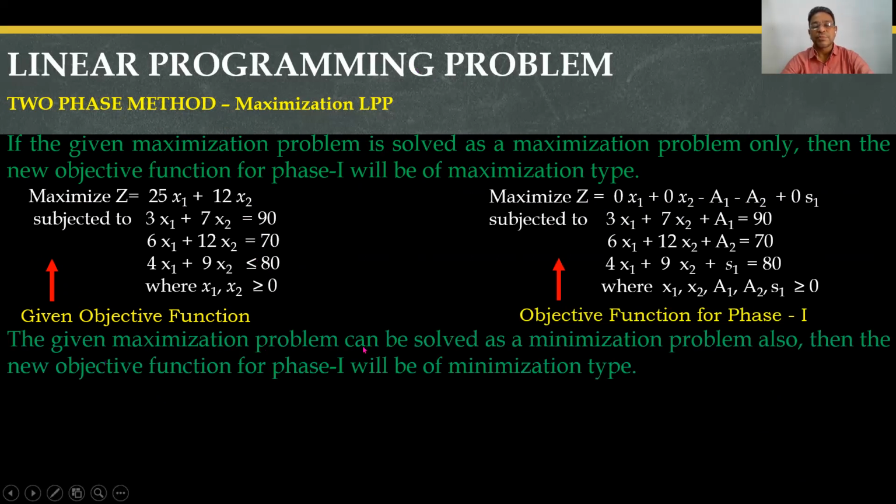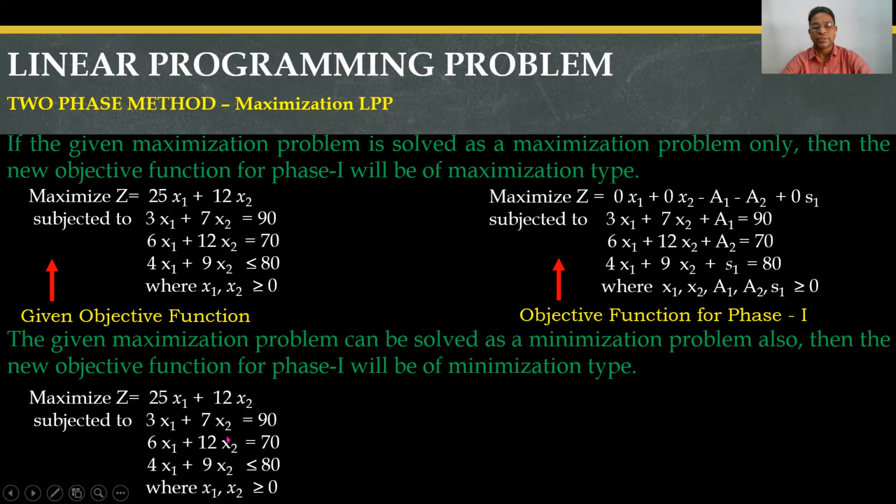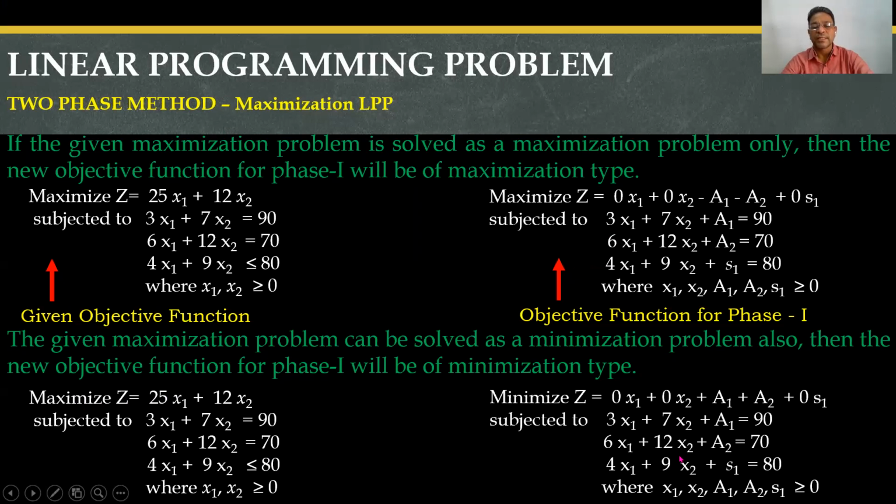The given maximization problem, if it is solved as a minimization problem, then see, this is a maximization problem. Now we want to solve it as a minimization problem. So what will we write? Minimize z is equal to something. So what changes will we make here? Since it's the two-phase method, this is a minimization problem which will have only artificial variables in its objective function. So we have changed the objective function.